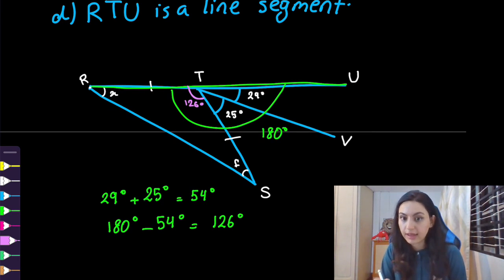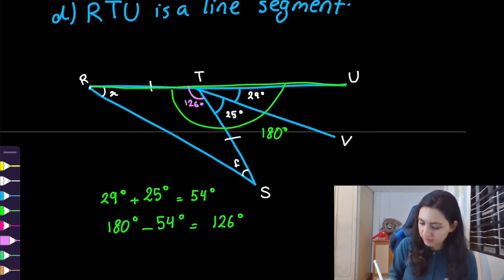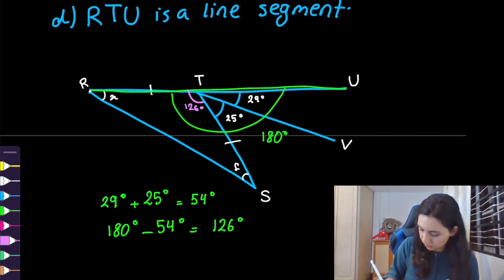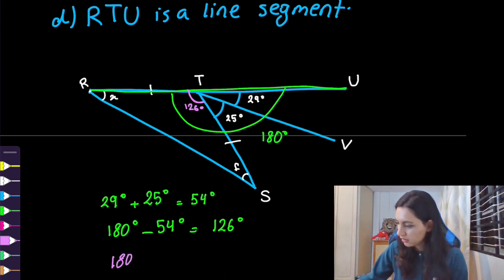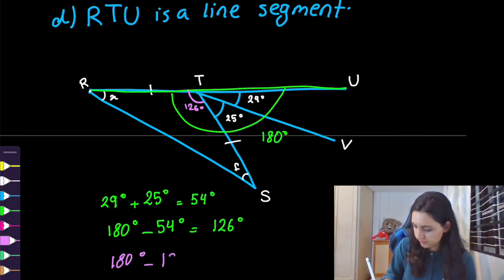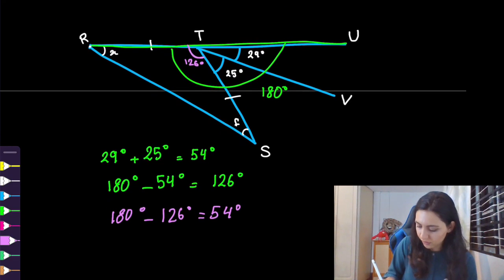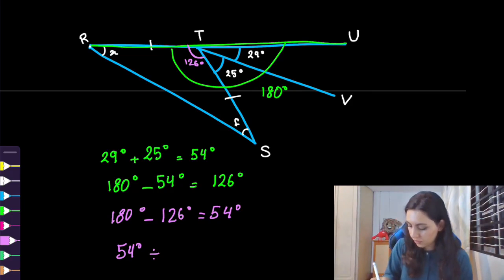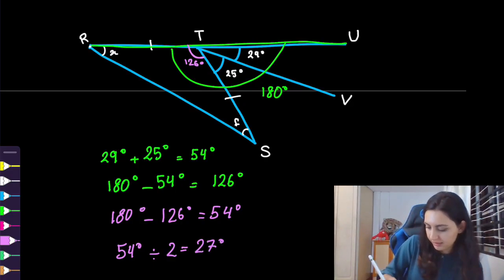I know F and X are the same. Again, I know the total of the angles inside my triangle is 180. So I say 180 minus 126 is 54 degrees. And 54 degrees divided by 2 equals 27. That's the first way.